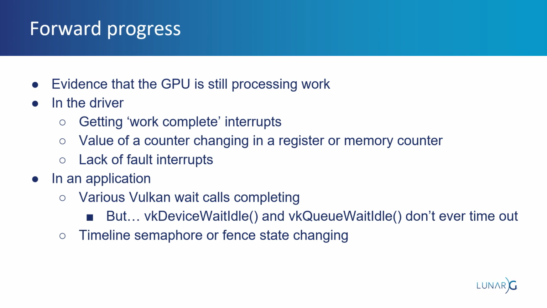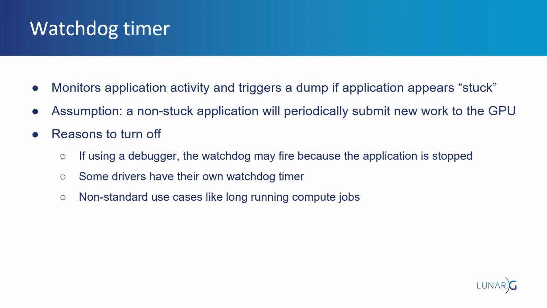Timeline semaphore and fence state changing is another good clue, and this layer makes heavy use of timeline semaphores to look at forward progress. There's also a watchdog timer in the layer that is keeping track of what's going on, and the assumption is that if you stop submitting work at the application level, that means something is hung. You're not getting back the results you want, so we'll assume that the GPU is stuck somehow and try to make a dump.